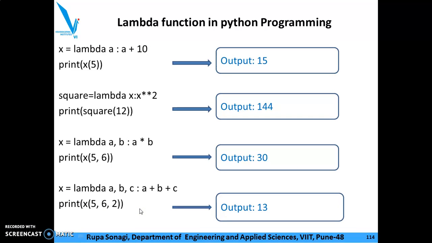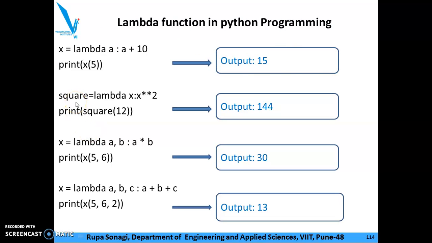Now let us understand some more lambda functions. x is equal to lambda a colon a plus 10. When you write this and want to pass a parameter to the lambda function, x of 5, a becomes 5. So the result is a plus 10, that is 5 plus 10, 15. So the output is 15.